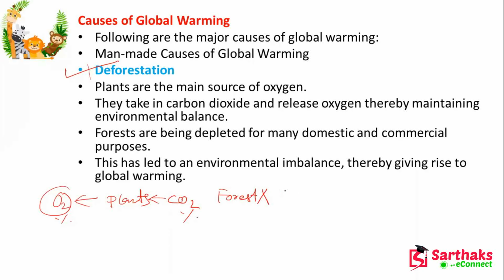But if there is no forest, that means no trees, then a disbalance will occur between the O2 and CO2 percentage. Forests are being depleted for many domestic and commercial reasons, and this may lead to environmental imbalance, thereby giving rise to global warming. So deforestation is the main problem due to which global warming occurs.